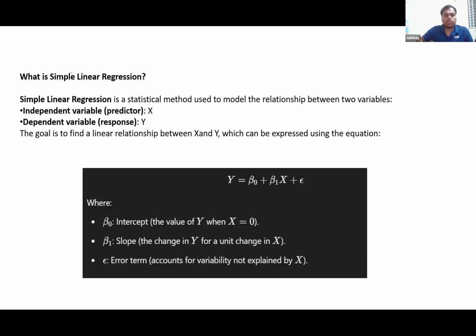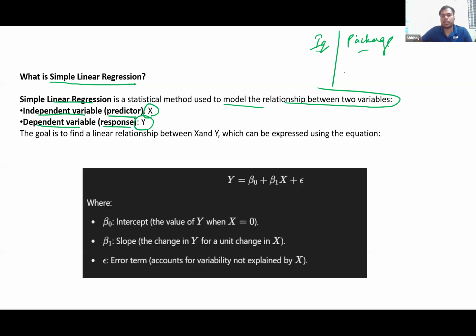Now, starting with this, what is simple linear regression? Simple linear regression is nothing but a statistical model used to develop the relationship between the two variables we have, just like we have taken IQ and package. The first one is your independent variable, your predictor, x, and the other is your dependent variable, that means your response, y. So this will be treated as x, and this will be treated as y. What will be our goal? Our goal will be to find a linear relationship between x and y.